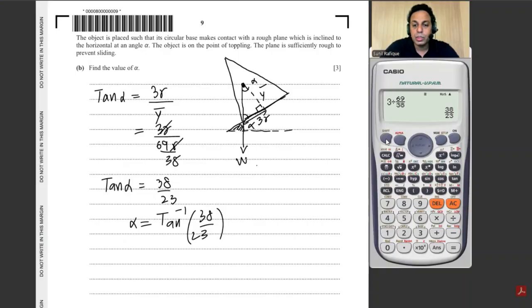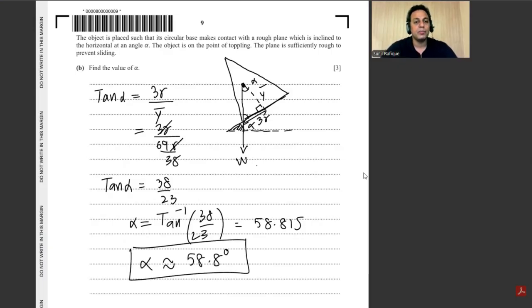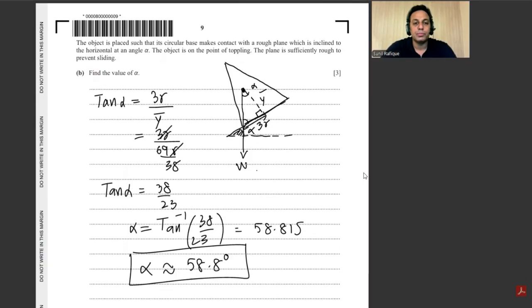Okay, so let's do the shift tan inverse answer. And I'm getting 58.815, which is correct to one decimal place, 58.8 degrees. And that's it for the question.